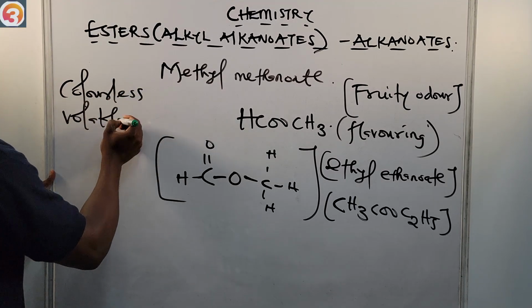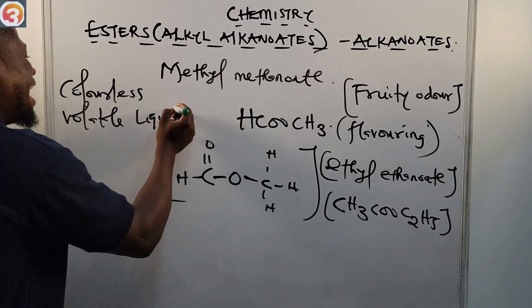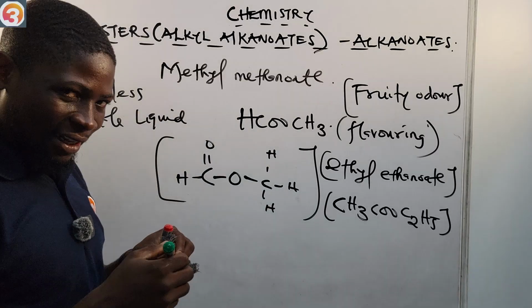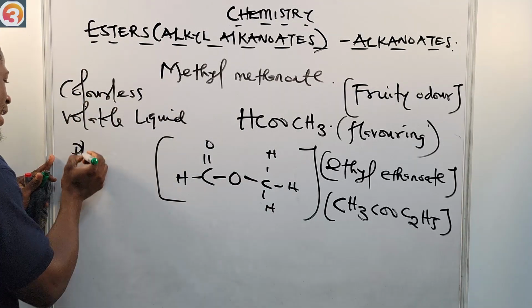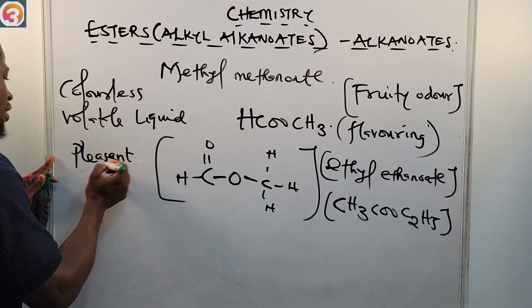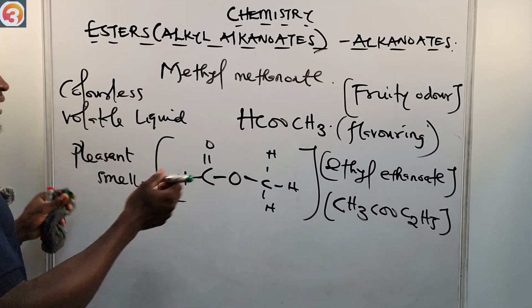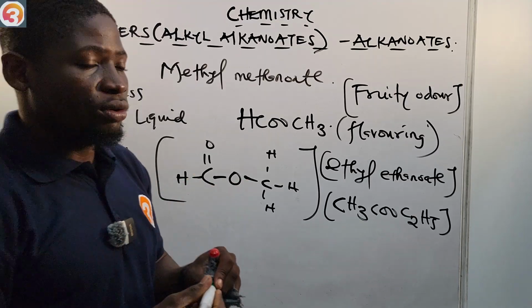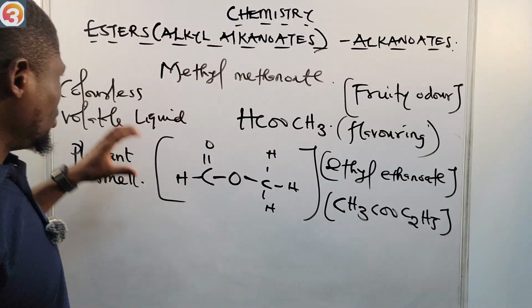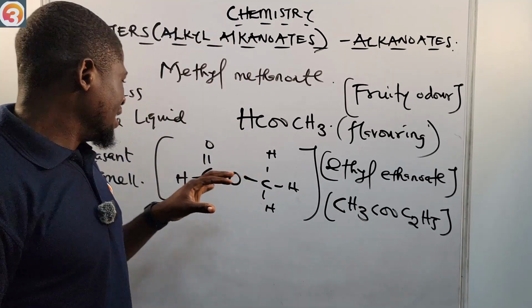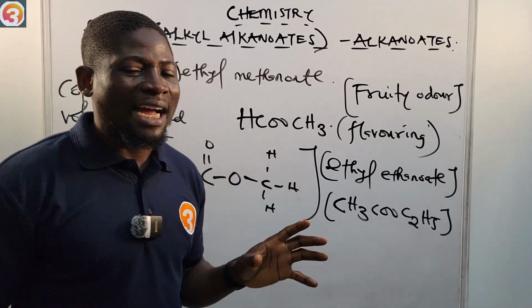Volatile liquid that has a very pleasant smell. It has a pleasant what smell? All right. So ethyl ethanoate is CH3COOC2H5. It is a colorless volatile liquid that has a very pleasant smell.